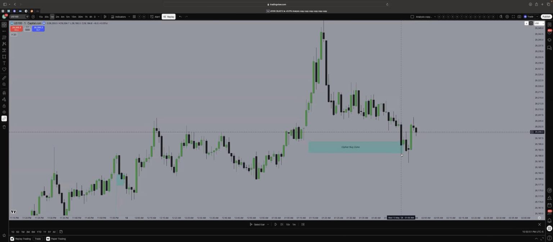But why is this low being swept not important? This low being swept isn't important because I want a close below minimum 50% of this zone first. If I want to close below minimum 50% of the zone, this is the candle that does the closing. Then we print this low. So I'm only looking at buyers stepping in after those lows have been swept. Those lows get swept there.